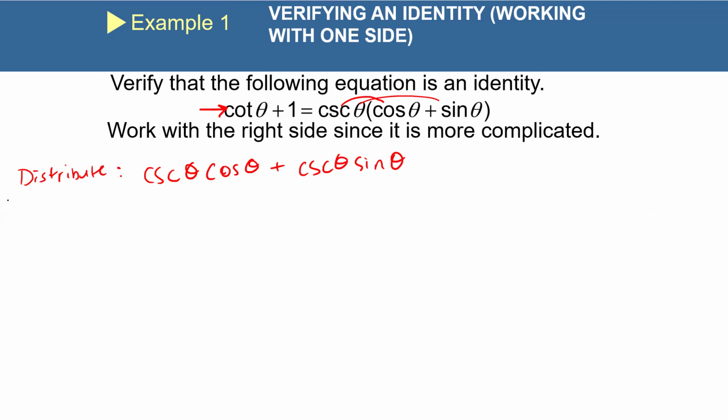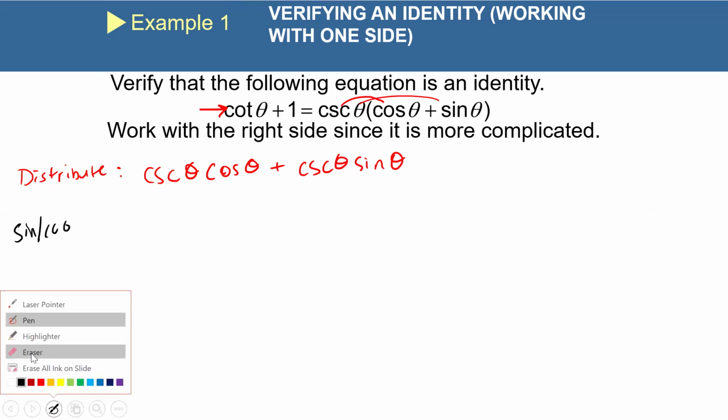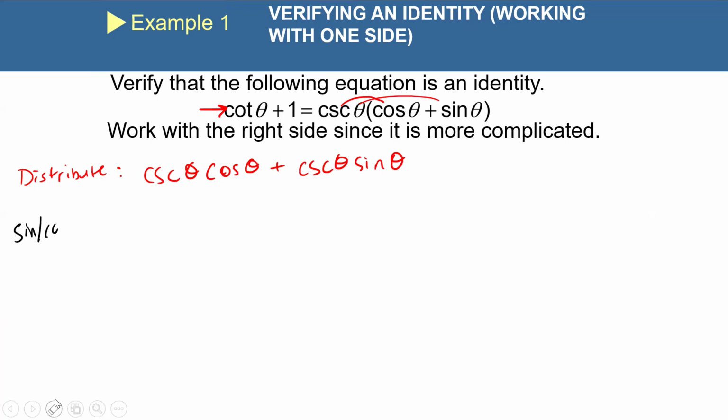The next thing is you want to put everything in terms of sine and cosine. How can I write cosecant in terms of sine or cosine? 1 over sine. So cosecant is 1 over sine. This is already in terms of cosine. Again, cosecant becomes 1 over sine. This is in terms of sine and cosine.